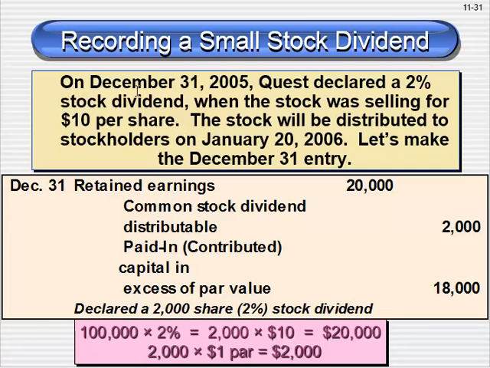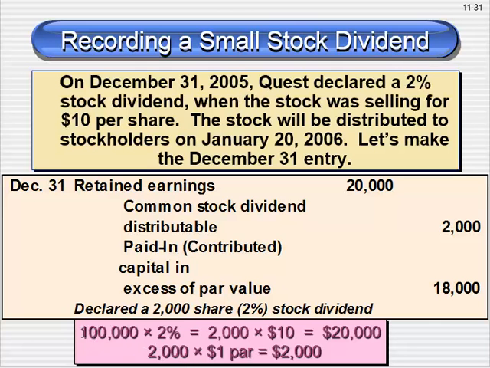So here we have on December 31st, Quest declared a 2% stock dividend when the stock was selling for $10 per share. Stock will be distributed to stockholders on January 20th, and then let's go ahead and make the December 31st entry when they declared the stock dividend. Now, they don't give you all of the information up here at the top, so we're going to have to come down here a little bit.